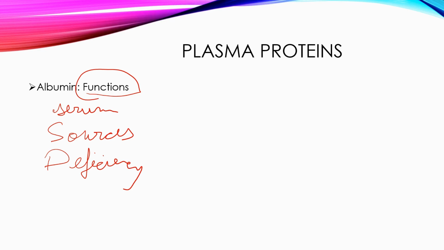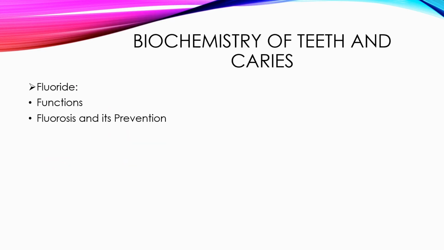Okay. Then next, biochemistry of teeth and caries. From this chapter, only fluoride comes. Okay. Fluoride has very much importance in your professional exams. For fluoride, the functions are very important. How it prevents developing caries and mainly how it causes fluorosis.